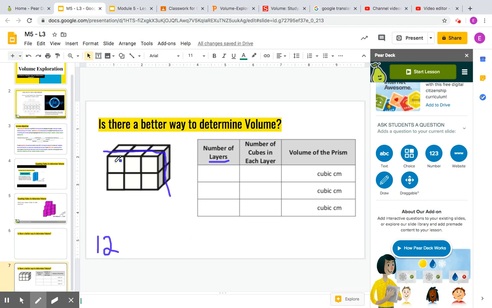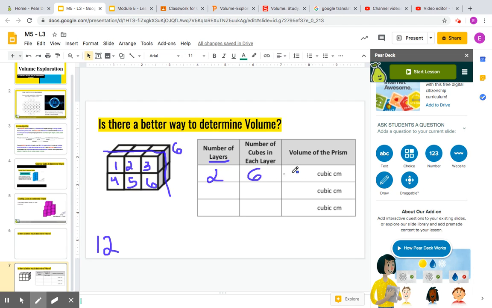So on the front I have 1, 2, 3, 4, 5, 6. And I have an identical layer in the back. So there will be 6 on that side. So I have 2 layers. Each of them had 6 in them.